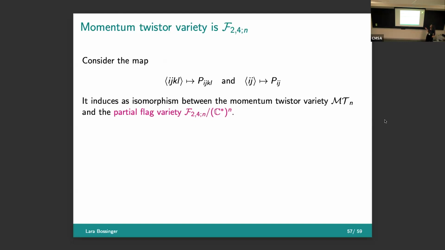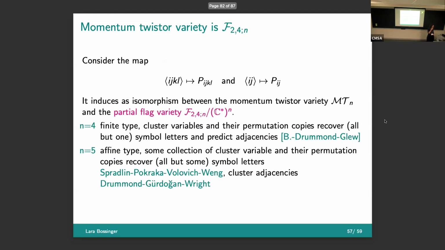Yeah, so the partial flag variety I can identify with is the one 2, 4n. And this identification has led to some observations regarding the symbol letters. So in the case of n equals 4, the partial flag variety is of finite type. So we have a finite set of cluster variables.